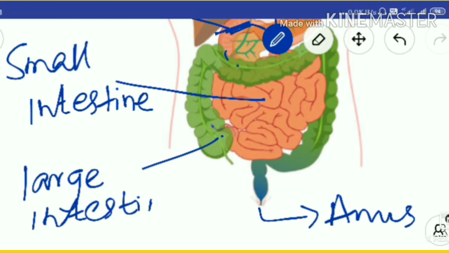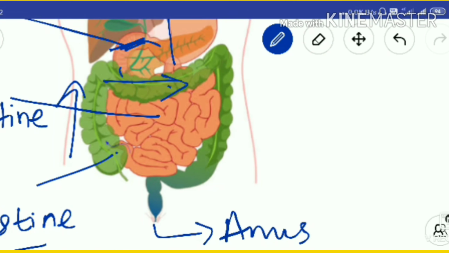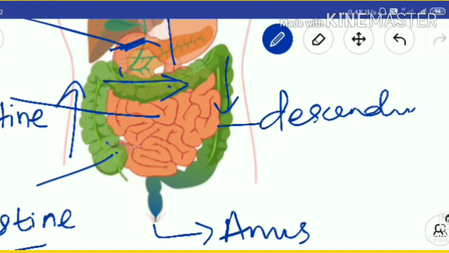See, large intestine, you can see three parts. One part which is going up is called the ascending colon. Another part which is going horizontally is called the transverse colon. And the next part which is coming down like this is called the descending colon. This is ascending, this is transverse, and this is the descending colon.